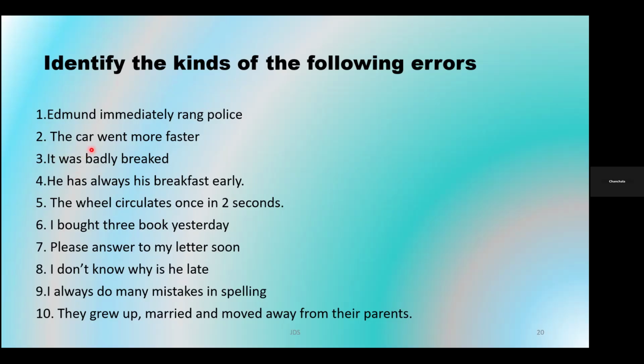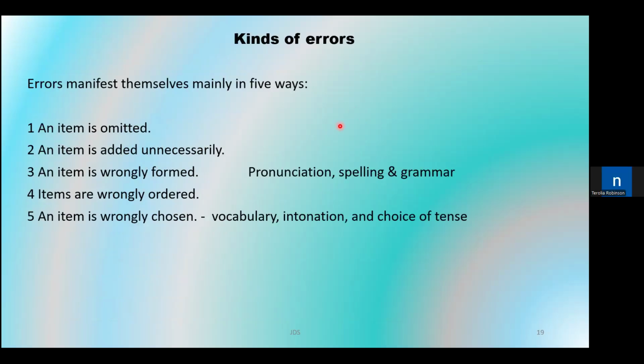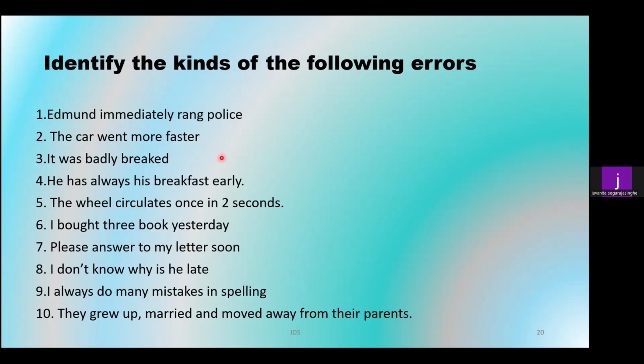Second one. The car went more faster. What is wrong with that? Added unnecessarily. The word more. What is the kind of error? An unnecessary item is added unnecessarily. Second kind of error. The car went faster. That's it.